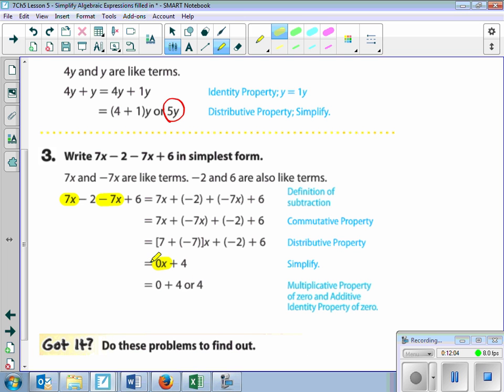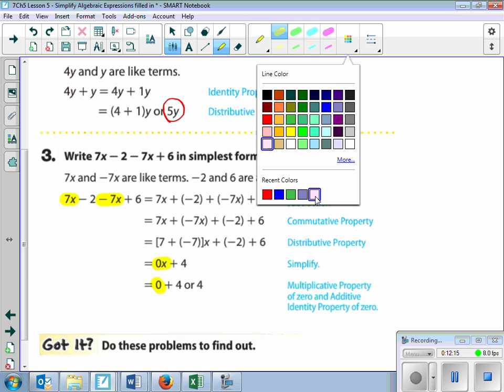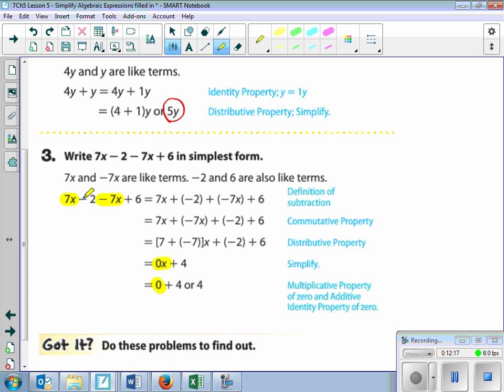Now, 0x means 0 times x, right? What's 0 times x? 0. Right? Is everybody clear with that? And then the other like terms that we're going to combine are the negative 2 and the positive 6. So here we have negative 2 plus 6, which gives us positive 4. So here, 0 plus 4 is 4.